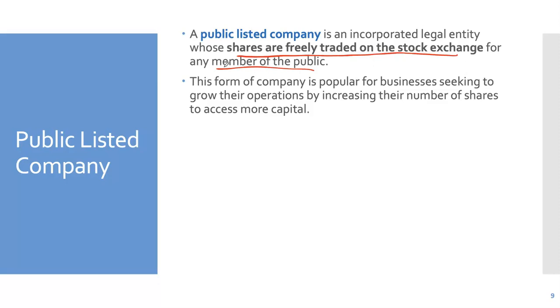That means there is almost an unlimited number of owners that could be part of the company, because we ourselves could go on and pool our money and buy some shares and become an owner in a publicly listed company. This form of company is really popular for businesses seeking to grow their operations because they can always sell more shares. Anyone can buy them, so they are going to have lots of access to capital.